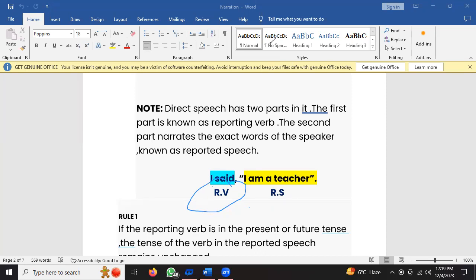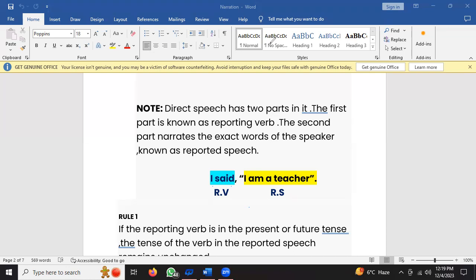Now, what is RV or what is reporting verb? By this word, reporting verb, we actually report what has been said by the speaker. I'm repeating, with this word "said." Said is a verb, right? It's a simple word which is a verb itself. So with this word we are actually reporting what has been said by the speaker. So this is what we call reporting verb. This is the first half of the sentence.